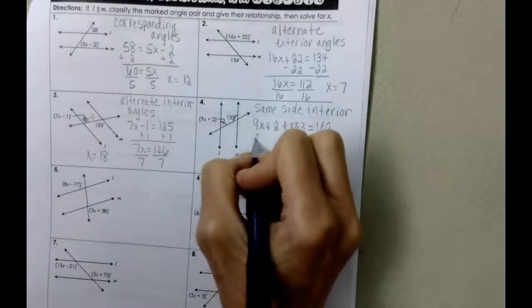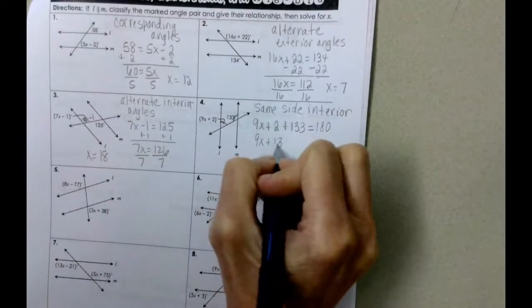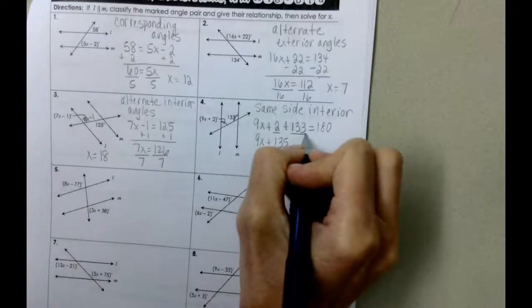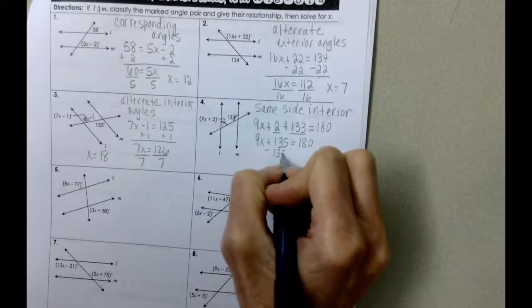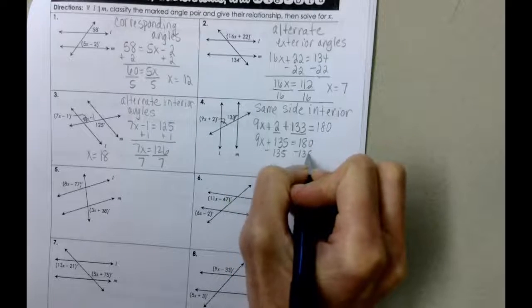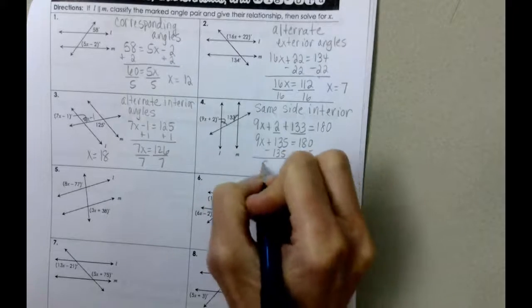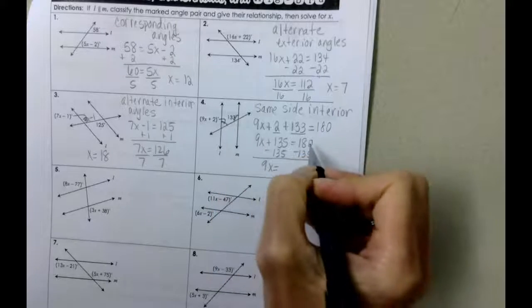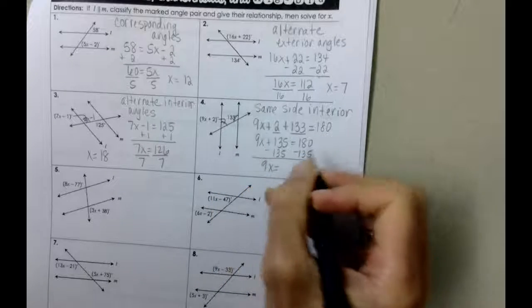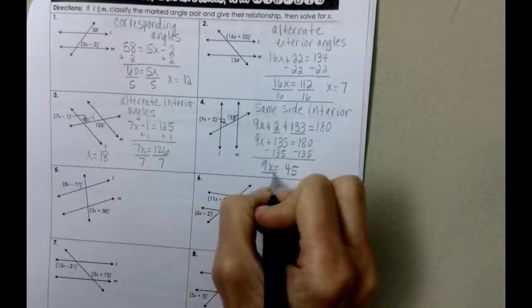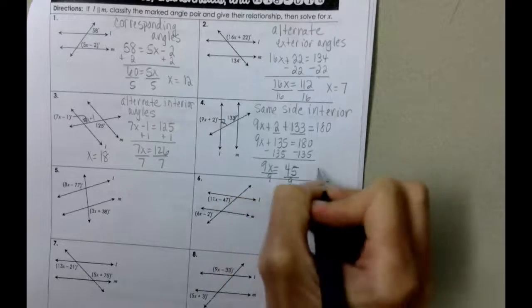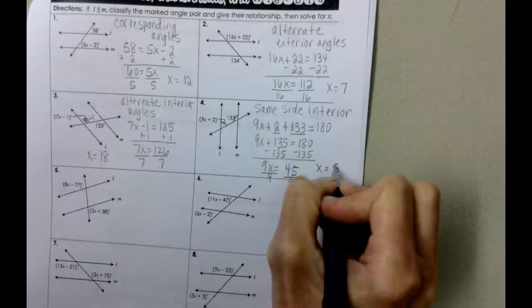So combine like terms: 2 and 133 make 135. Subtract 135 from 180, and we get 9x equals 45, since 180 minus 135 is 45. Then when we divide both sides by 9, x equals 5.